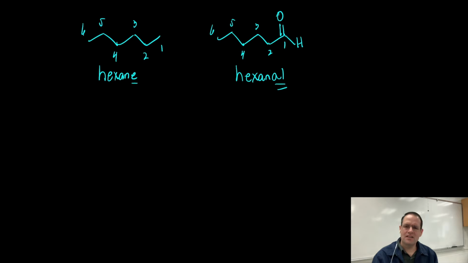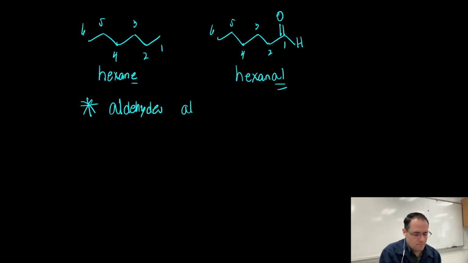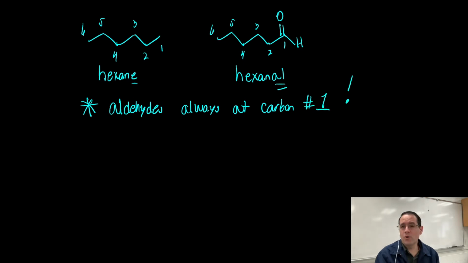You can kind of think of this as a nickname for Albert, right? Albert might have a nickname Al. So we could call it hexanaldehyde, but Al is short for, or a nickname for, the aldehyde. So we call it hexanal. Now we never need a number for aldehydes because aldehydes are always going to be at carbon 1. That's the important thing to remember.